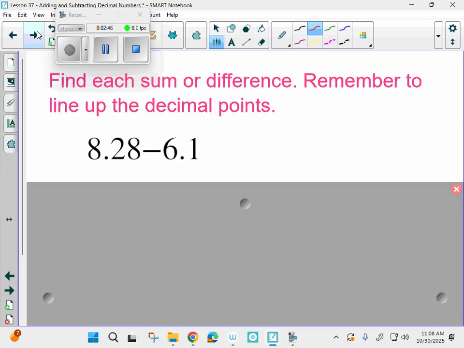All right, find each sum or difference. Remember to line up the decimal points. So same thing, but without a word problem here. So let's see how this goes. 8.28 minus 6.1. Again, you have to line up the decimal. So I am going to put a 0 right here, and I want everyone to try this on their paper first. Hold on, Benny.